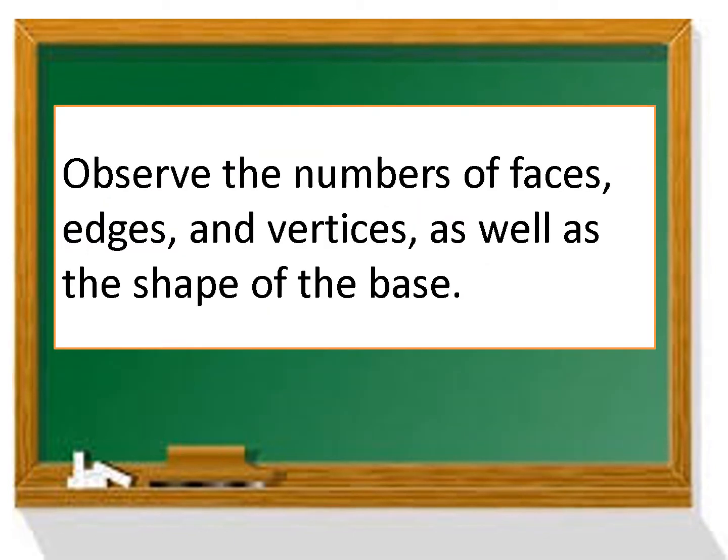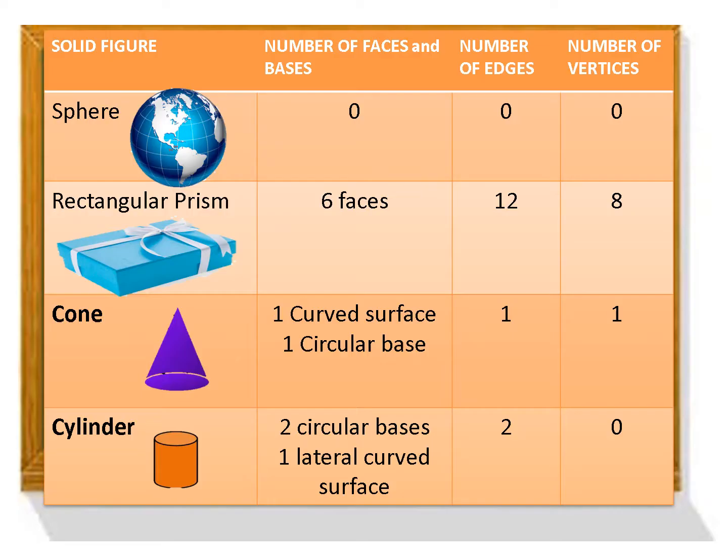Children, let us observe the numbers of faces, edges, and vertices, as well as the shape of the base of the following figures. Number 1 solid figure is the sphere. Number of faces and bases, 0. Number of edges, 0. And number of vertices, 0. A sphere has a curved surface on which every point is equidistant from the center.